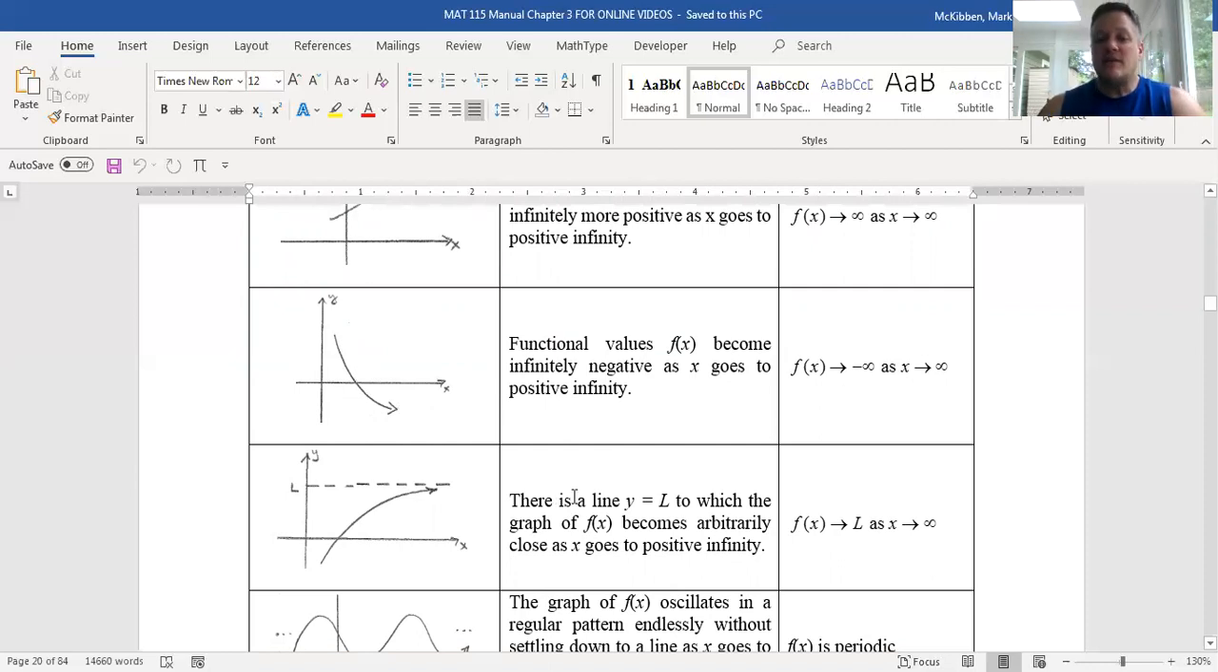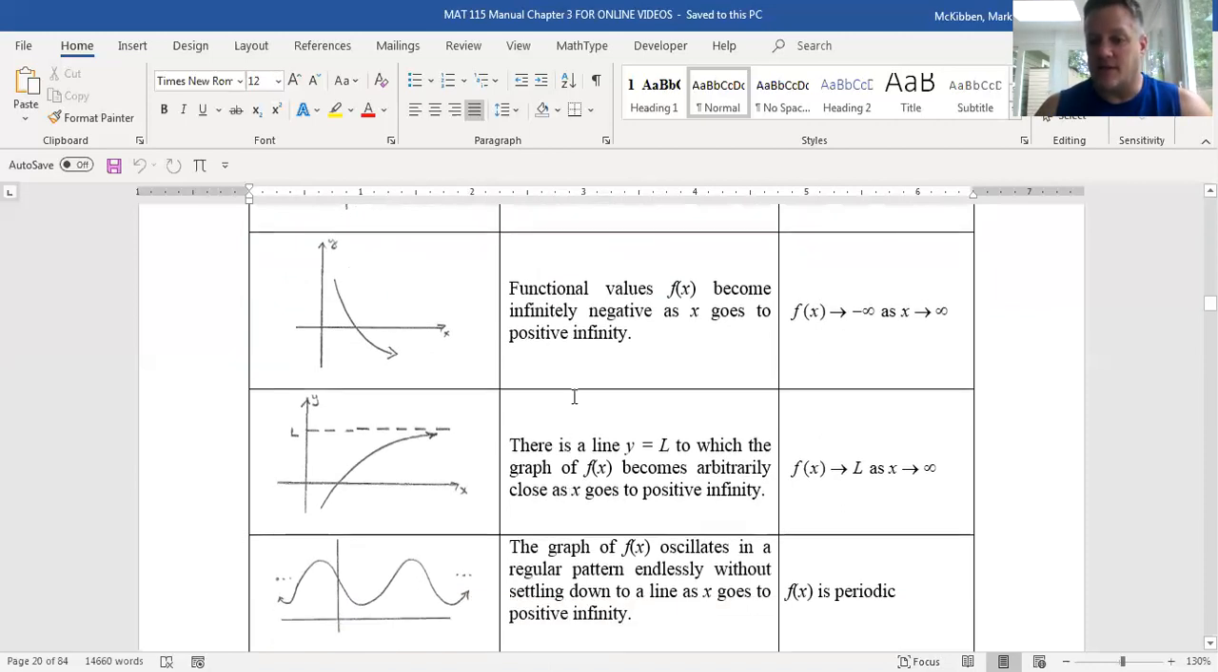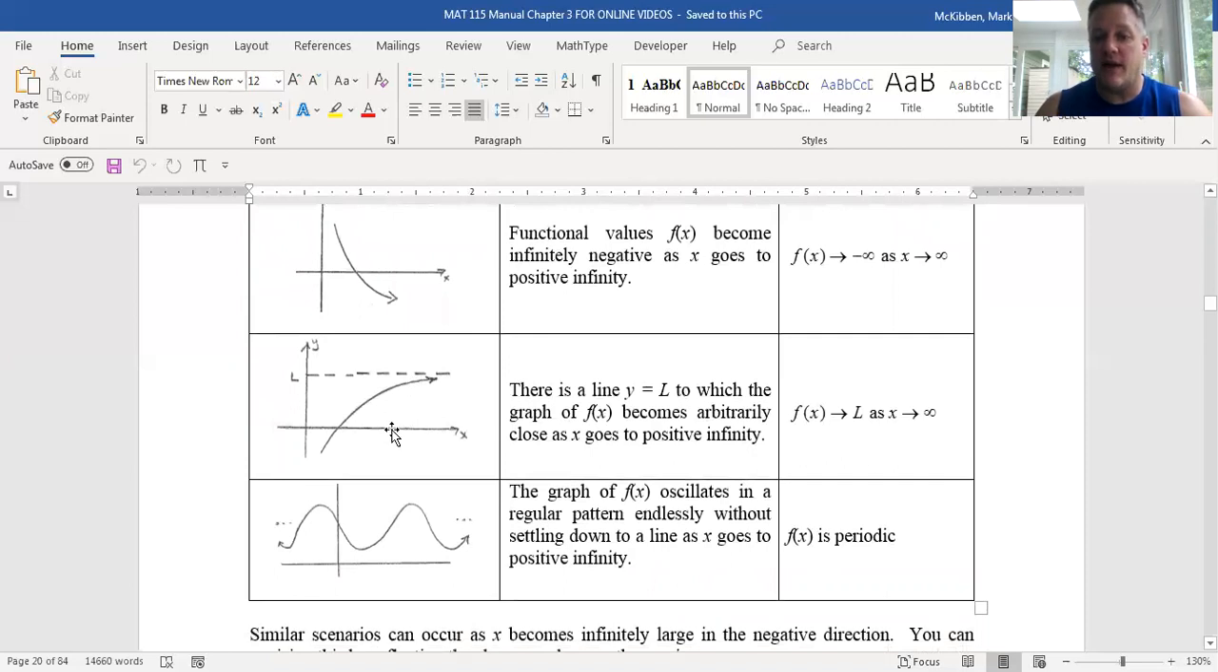Sometimes there's a line to which the graph gets close as x gets big. And so here, as x goes more and more to the right, the function's graph seems to get closer to this line, which means the functional values f of x approach L, or they go to L. So in this case, we have something called a horizontal asymptote. That'll come up later on when we talk about rational functions and their graphs.